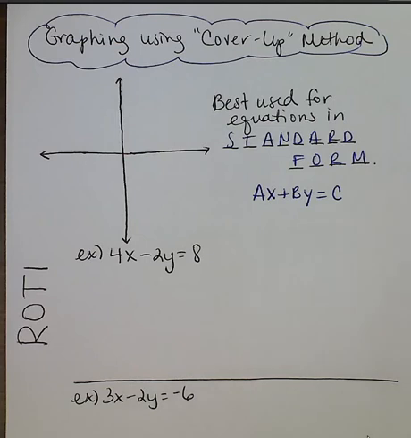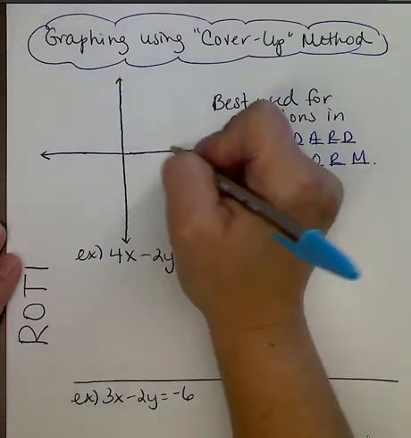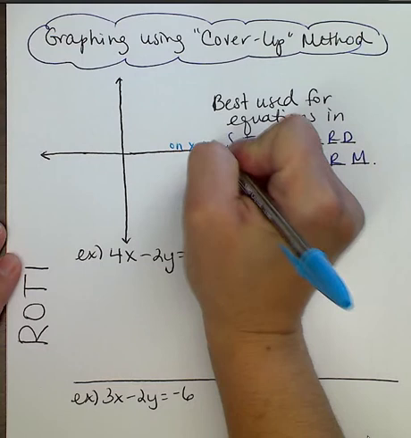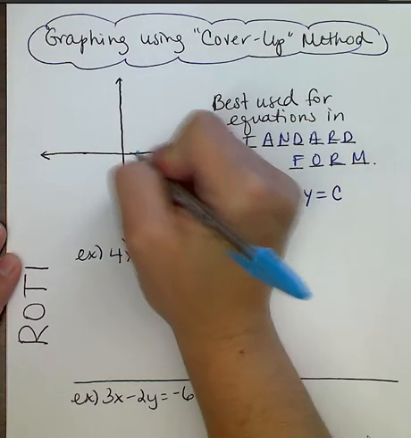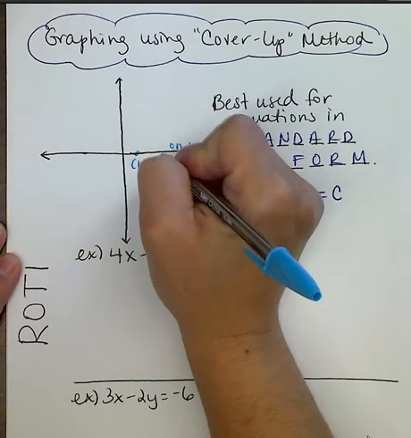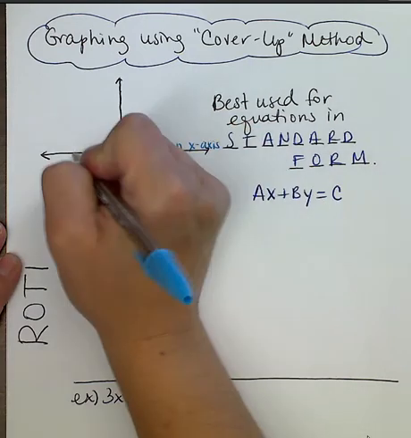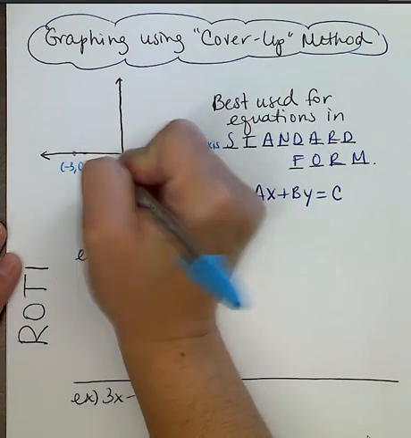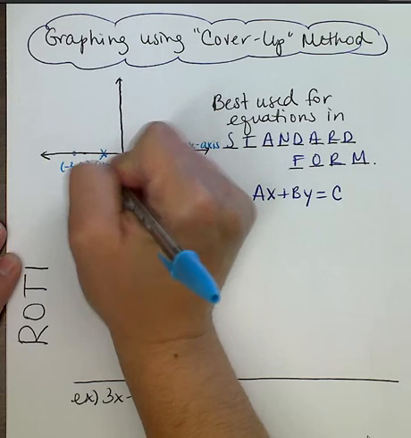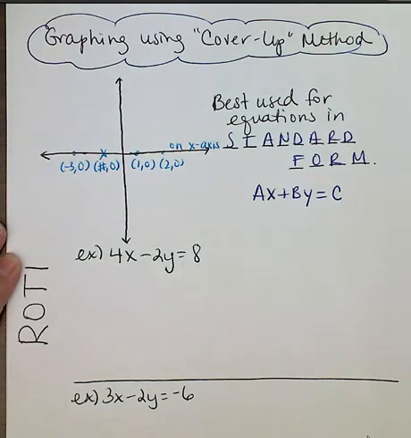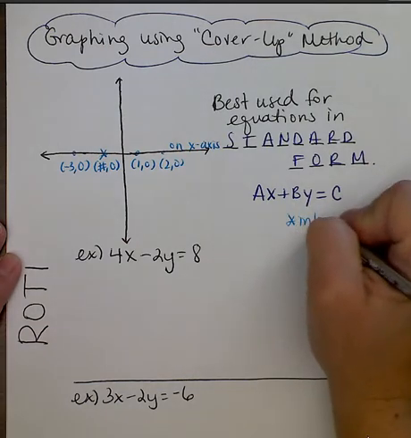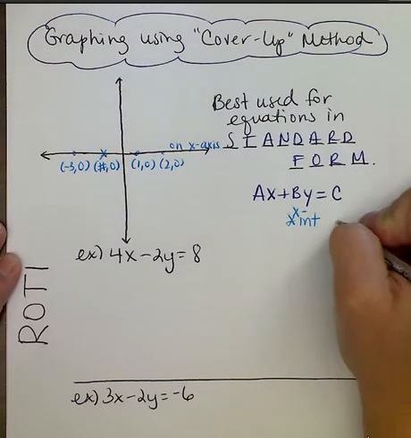So in the cover-up method, we're going to use a premise. And the premise is that if we have any value on the x-axis, or any point on the x-axis, you'll notice its coordinate is an x followed by a 0. So no matter where it's at, it has a number and then followed by a 0. So in other words, the y is going to be 0 for an x-intercept.